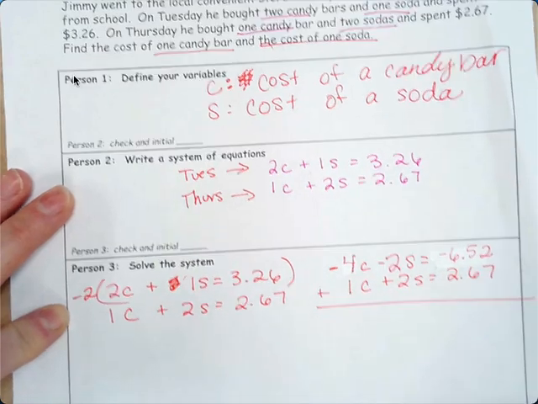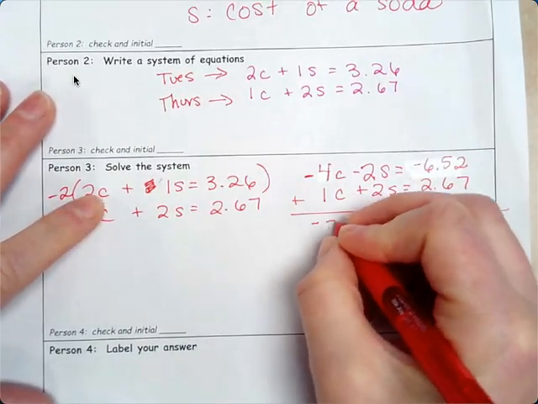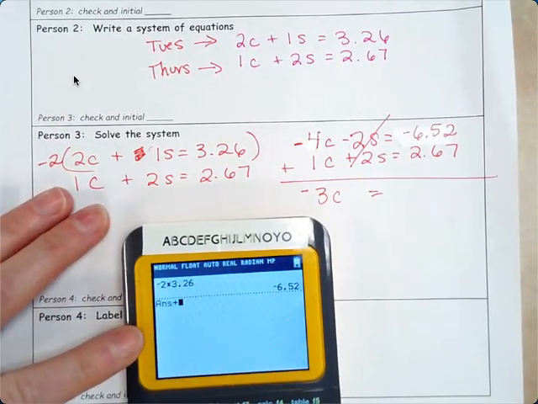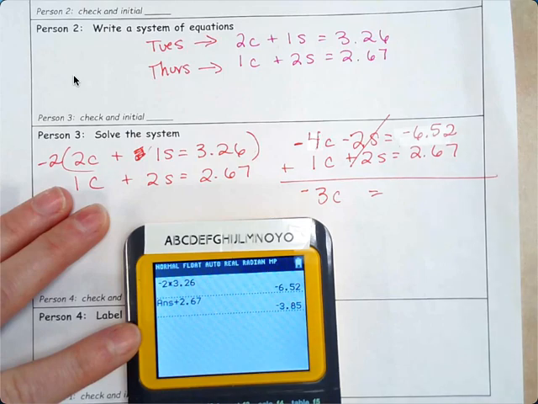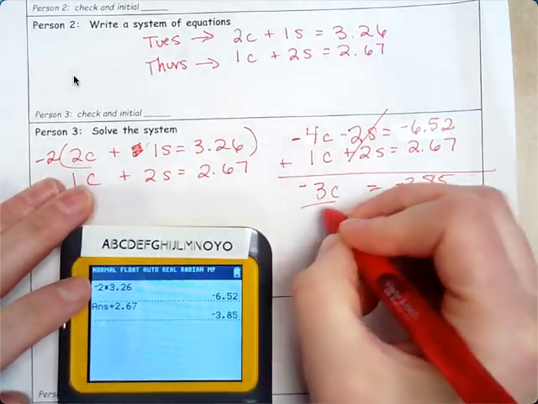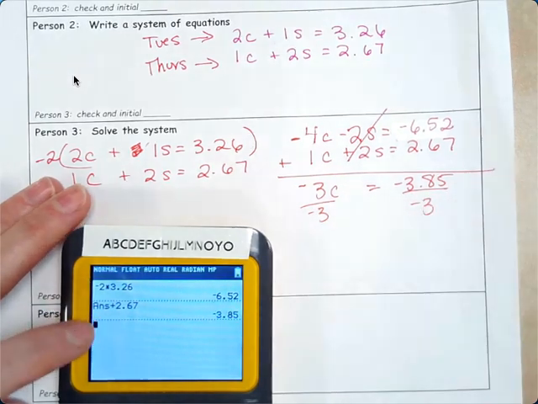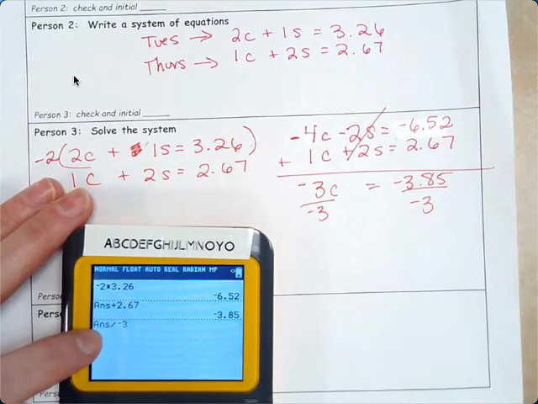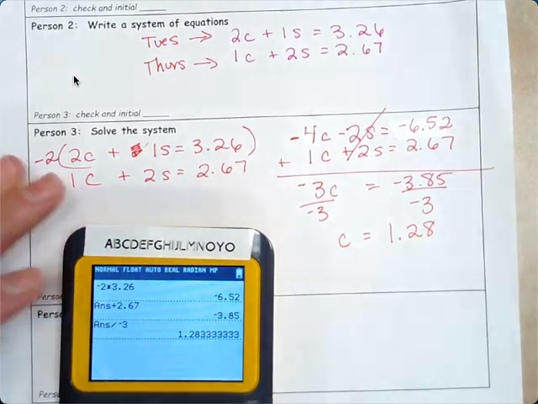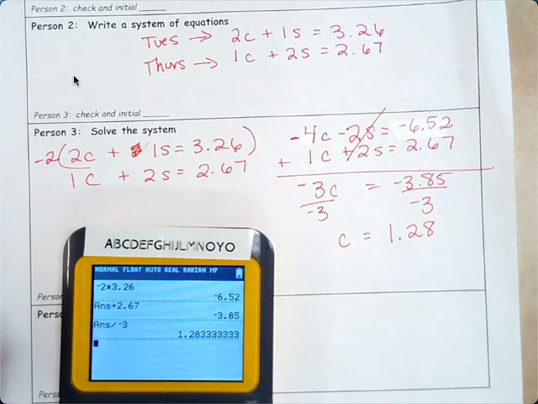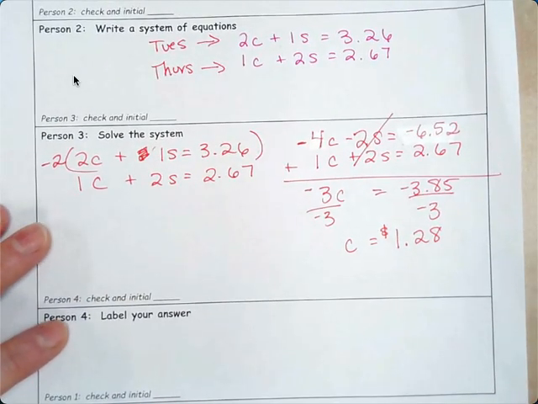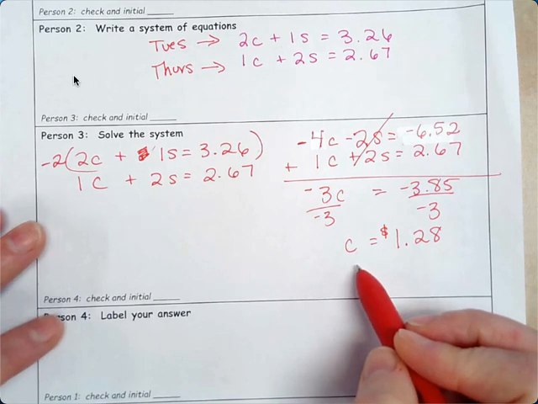So then when we add them up, we get -3C equals -385. Then divide by a -3. So C equals 128. Because we're talking about cost, so we round it to the nearest penny. So $1.28 for candy. Okay.